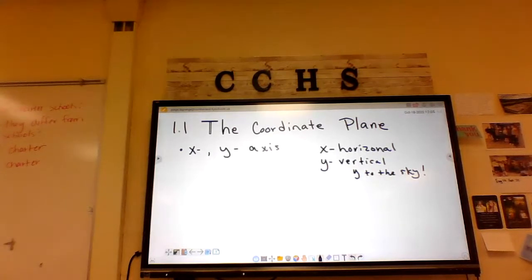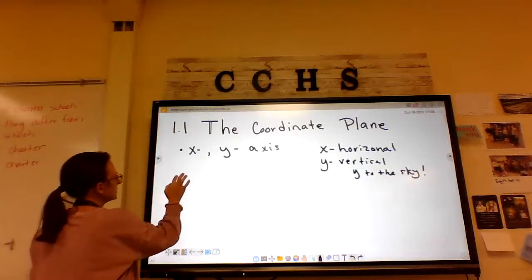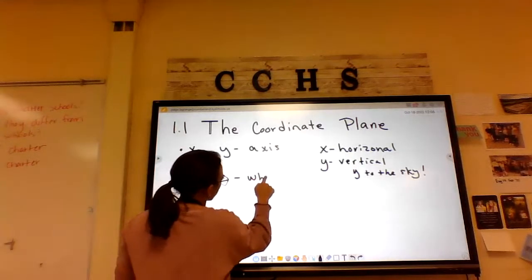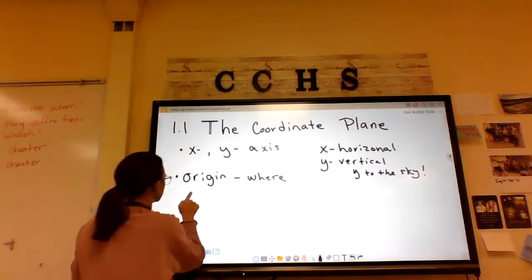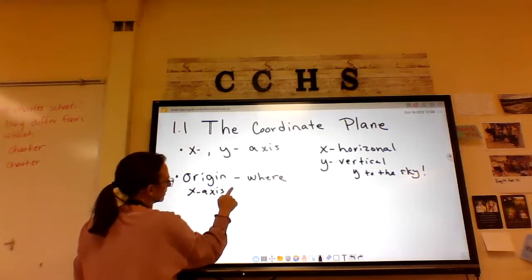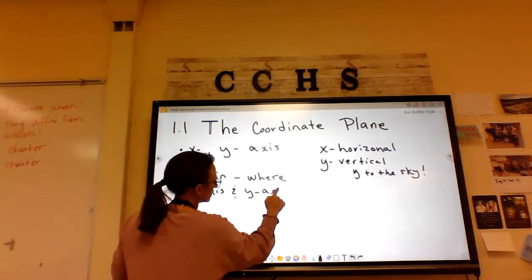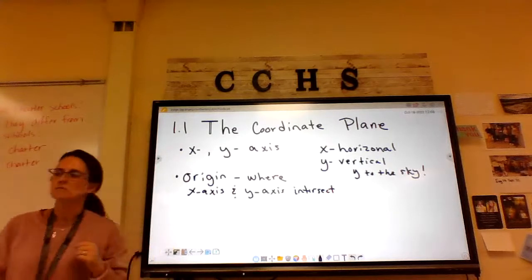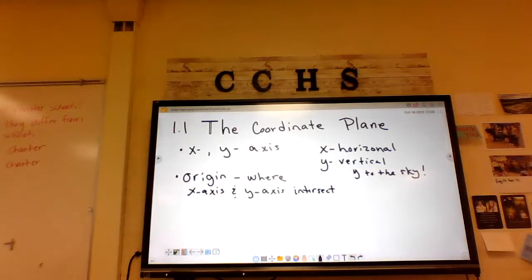What do we call the spot where they intersect? Where the axes intersect. Yeah, the origin. So we have an origin. That's where the x-axis and y-axis intersect. Okay. What else? Anything else?